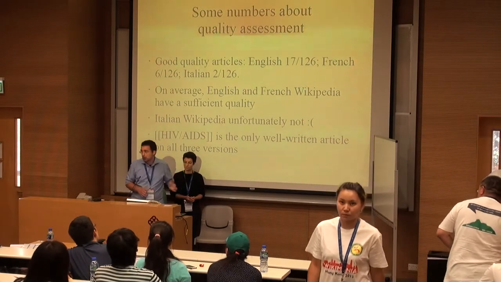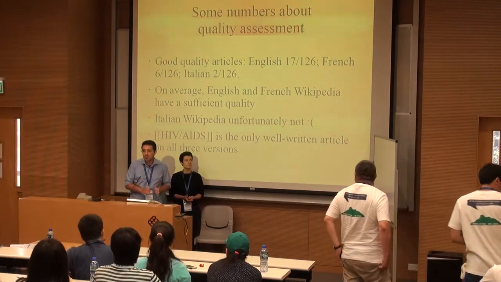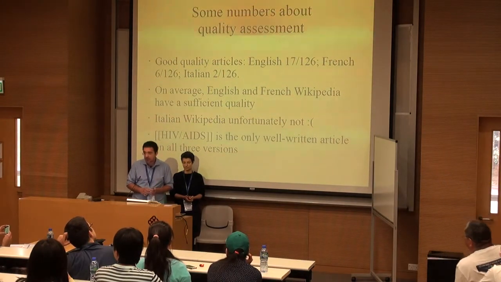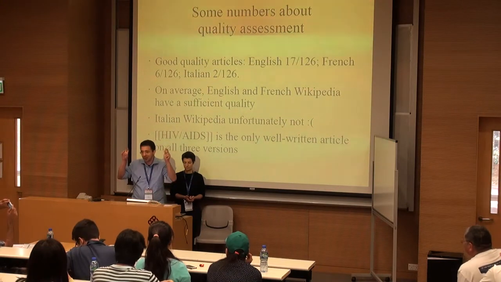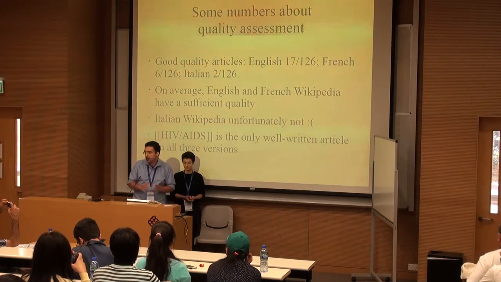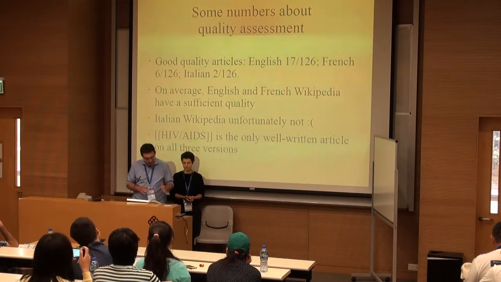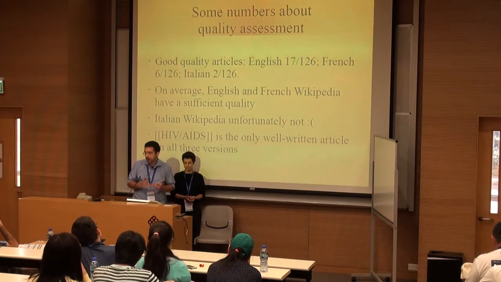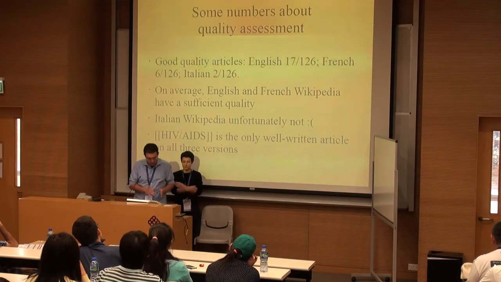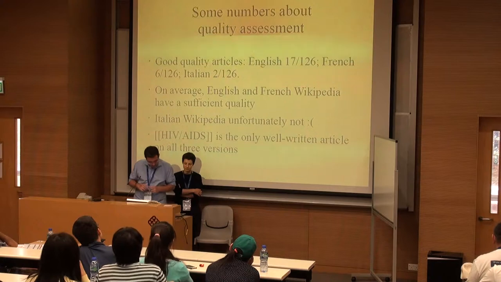We also made some quality assessment on our curriculum, covering the 126 articles we tried to find on the Wikipedias. The top six versions, the colonialist versions, let's say, have from 95 to 100% of the articles. The best African one has 76% of the articles, two thirds. But still, the average quality is higher on the English and French Wikipedias, because they have 17 good quality articles on the English one and 6 on the French one. Italian is unfortunately still not at that average quality.